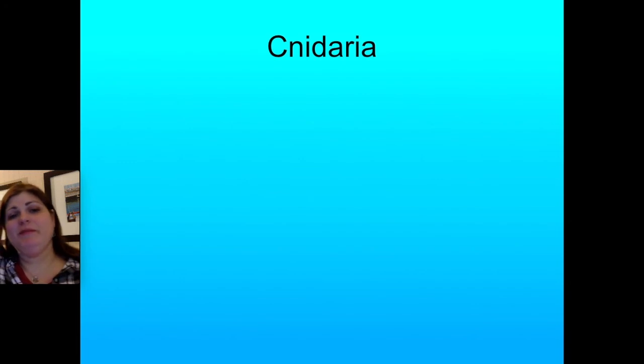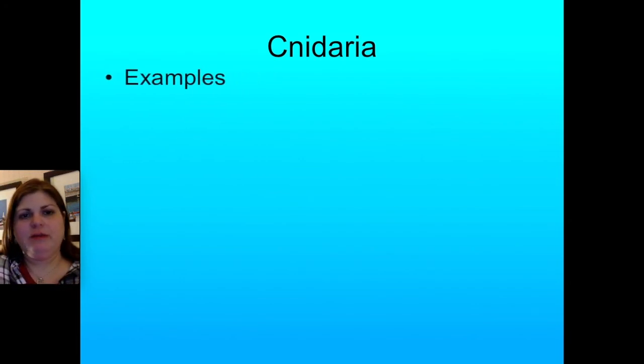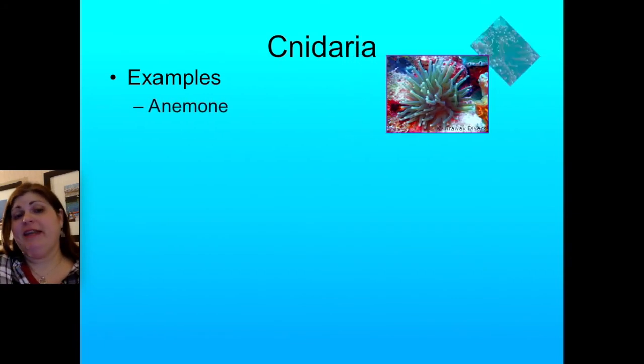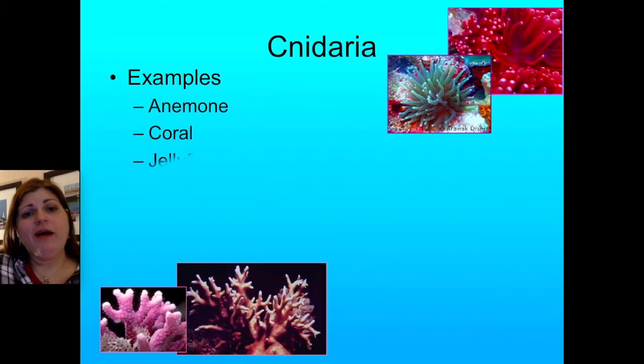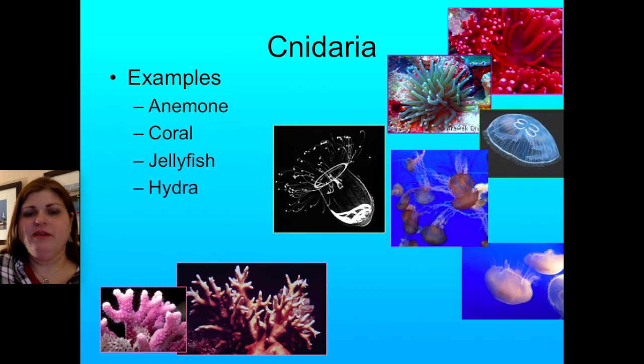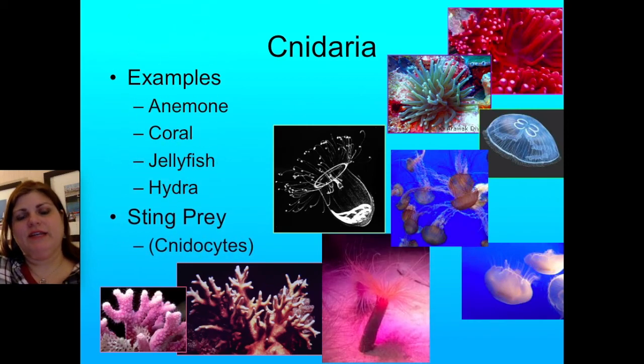Okay, so as we begin our notes, it's a good idea to remind yourself what kinds of animals we're talking about. So maybe put down the examples. Remember, we're talking about anemone, coral, jellyfish, and hydra. What all of those have in common is that they are all animals that sting their prey with cells called cnidocytes. So as you're making your notes, it's a really, really good idea to underline or star that.